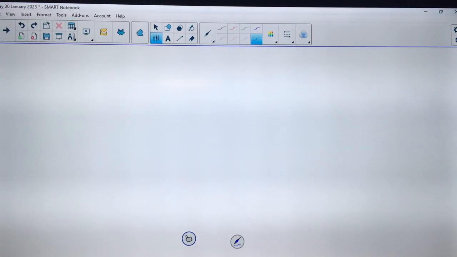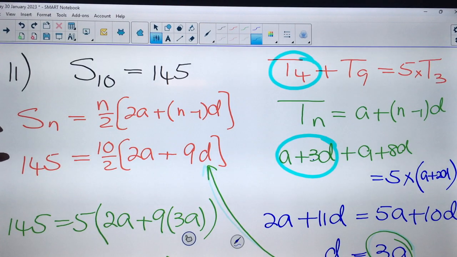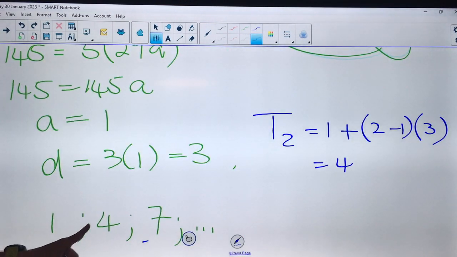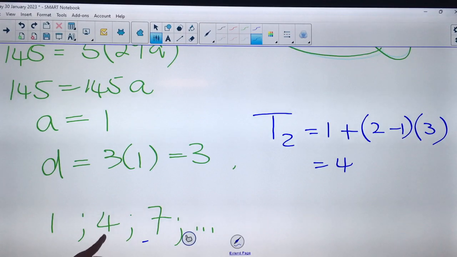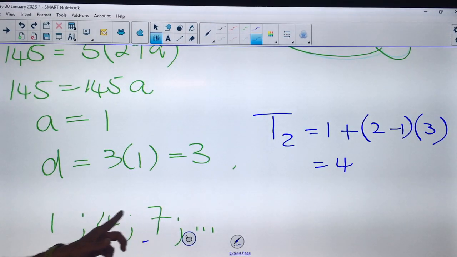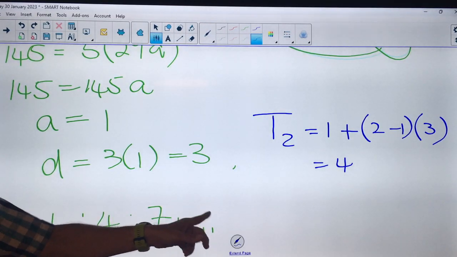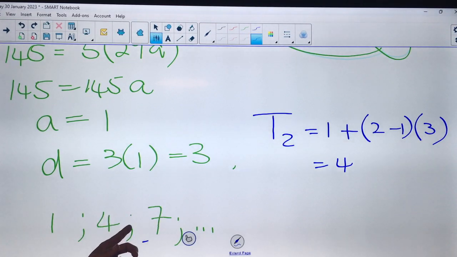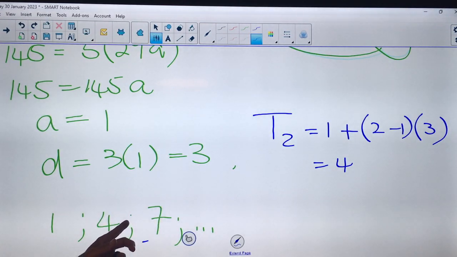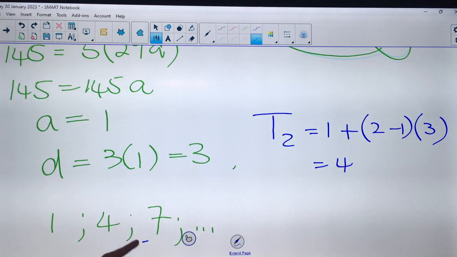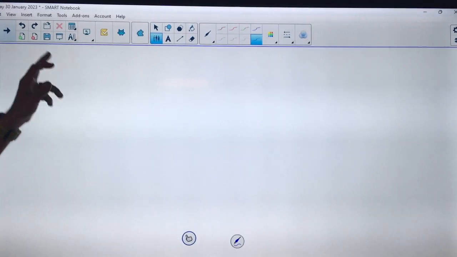If I go back to this one, how would I prove that this is an AS? Well, the difference from there to there is 3. 4 minus 1 is 3. 7 minus 4 is 3. 11 minus 7 is 4, okay, but you know what I want to say. So how do we prove that something is an AS?